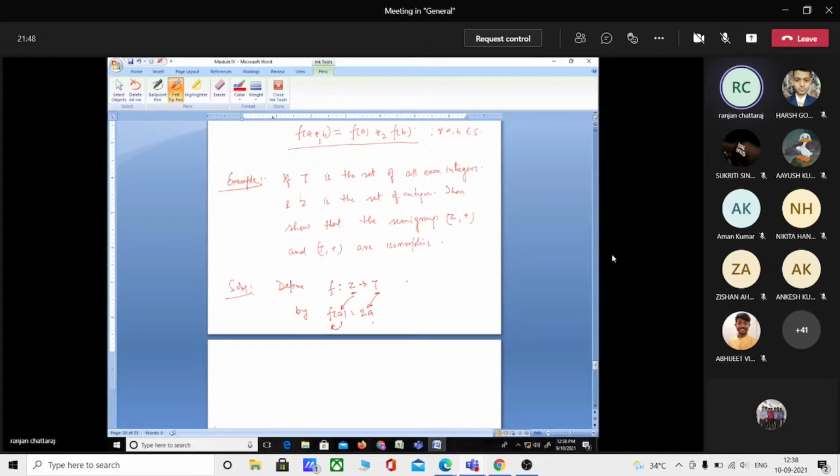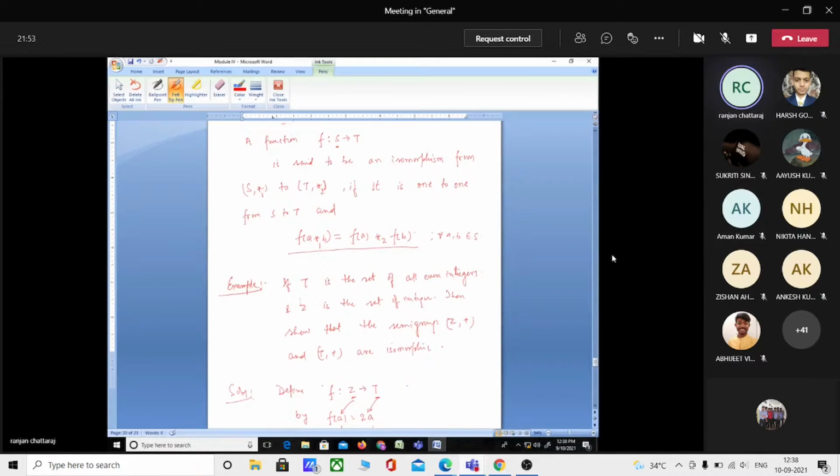Now we have to show that G is a group, it's not abelian, and isomorphic. So how can you show that? If you can show that it is a one-to-one correspondence, then that means G is a group. If S is isomorphic to T, then T is also isomorphic to S. Whether you write S over here or there.